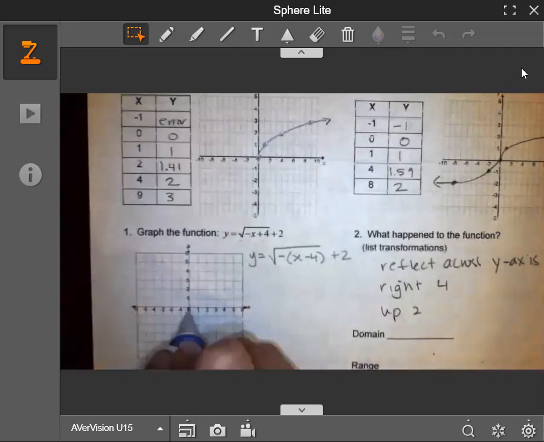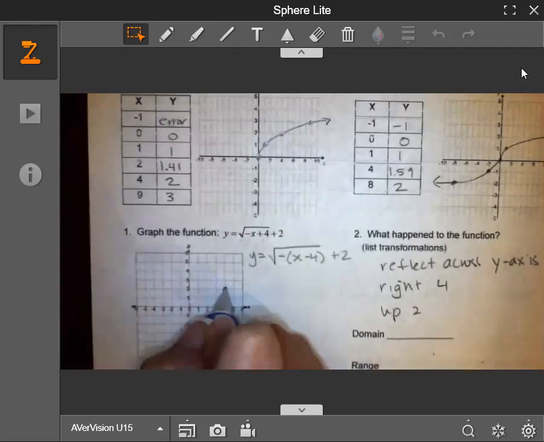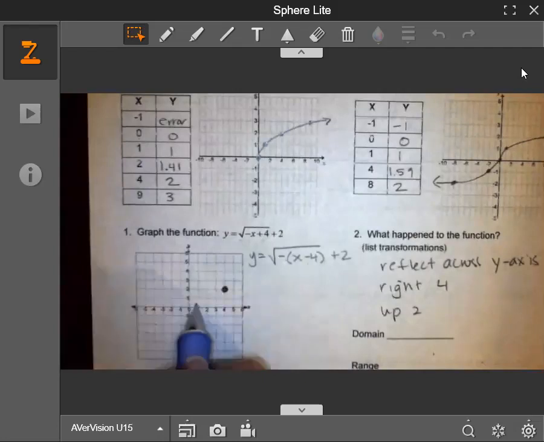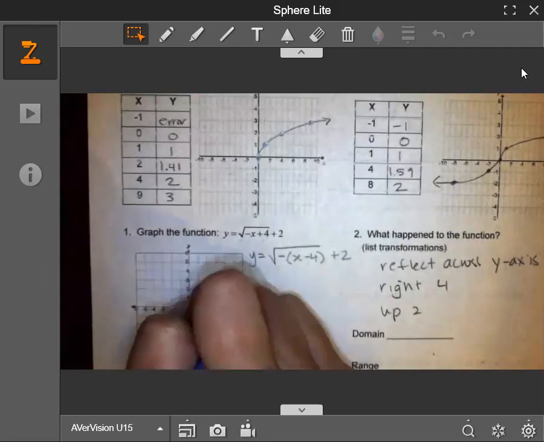So we would start at this 0, 0 point. I can't reflect that across the y because it is on the y. I can move it to the right 4 and up 2, so that would be right there. My next point, which is at 1, 1, I reflect that across the y. So it would come over here to negative 1, 1. I then move it to the right 4 and up 2. That gives me the next point.